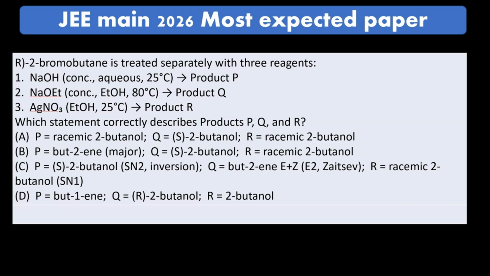R-2-bromobutane is treated separately with three reagents. NaOH in aqueous medium at 25 degrees Celsius, product P is formed; sodium methoxide, product Q is formed; silver nitrate, product R is formed. Which statement correctly describes the products P, Q and R? Here we have the stereochemistry part and the reactions as well. So first of all, what is the first reaction? Let's take 2-bromobutane.